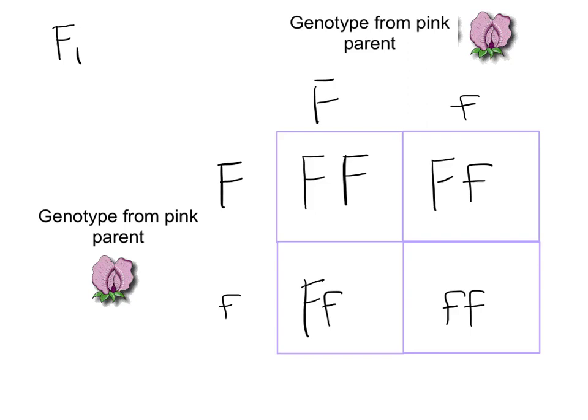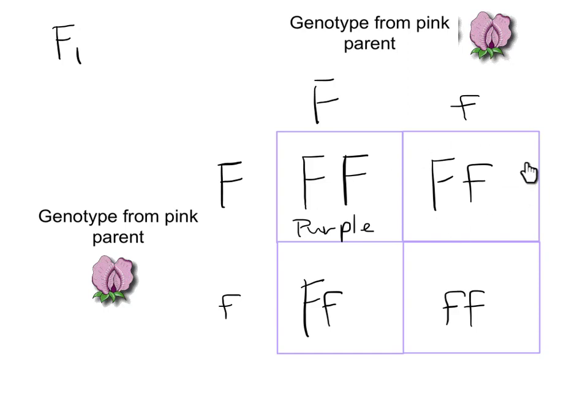So take a moment to observe. Our kind of results of the Punnett square are different. Notice in the top left square we have two capital F's. That is a homozygous dominant genotype, and that's going to result in a pink-purple flower.